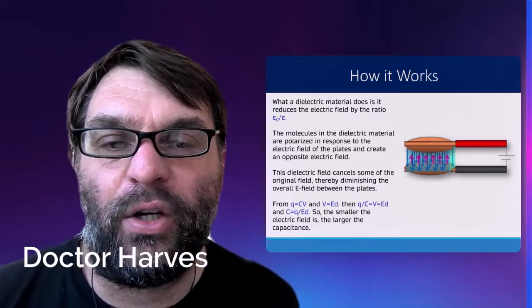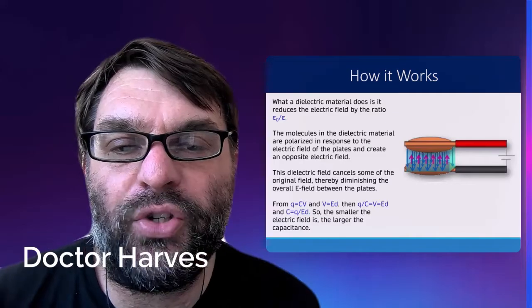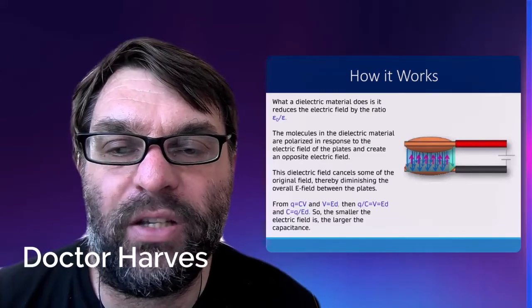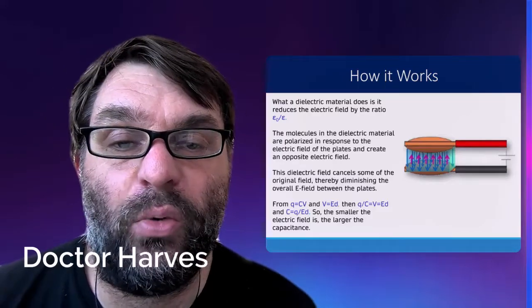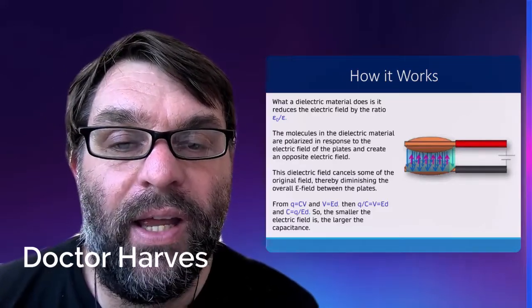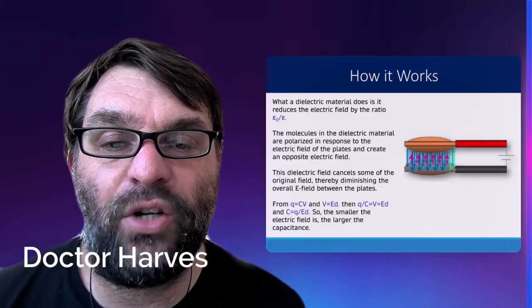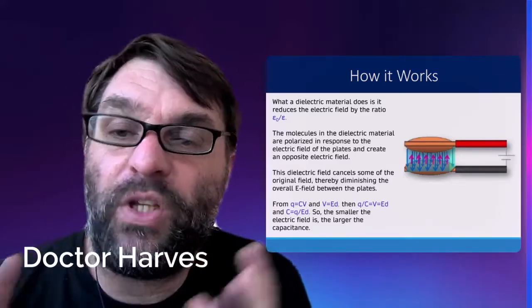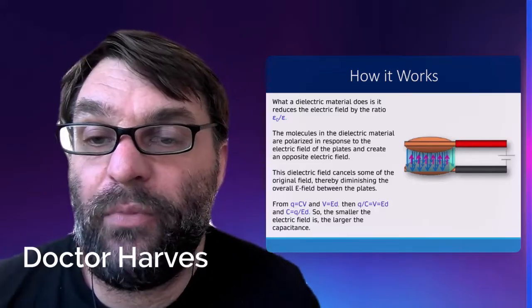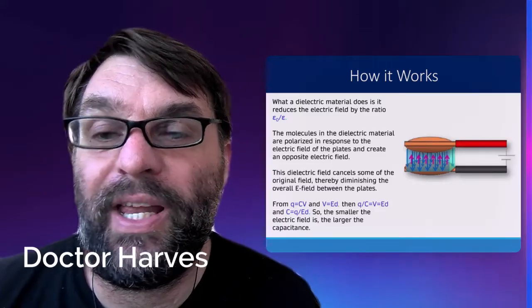Therefore, the electric field decreases, and because charge equals the capacitance times the voltage, and of course from level 2, voltage equals the electric field times distance, then the capacitance will be the charge divided by the electric field times distance. So therefore, the smaller the electric field, the larger the capacitance, because it's an inverse relationship.